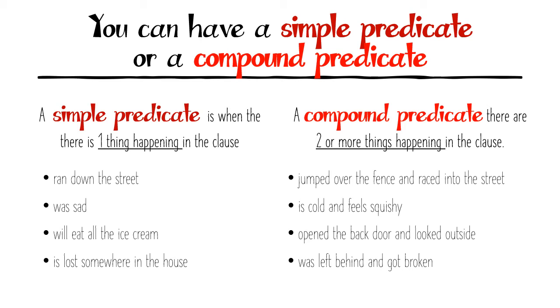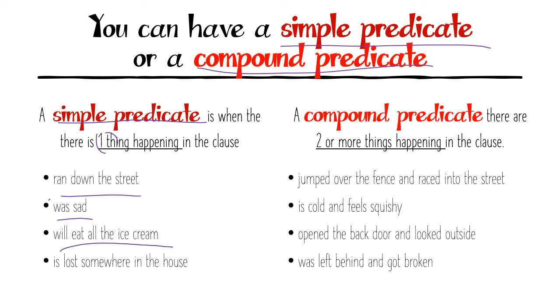And just like we had a simple subject and a compound subject, we also have a simple predicate and a compound predicate. And the same rules apply here. A simple predicate is when there is one thing happening in the clause. So an example of a simple predicate could be "ran down the street." One thing is happening. "Was sad." Instead of an action verb, this is a being verb, how they were.